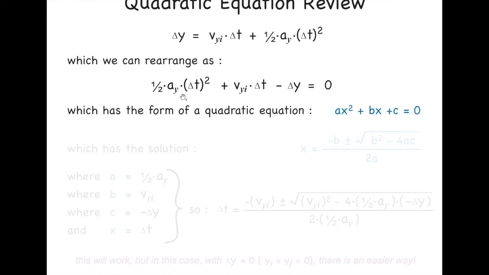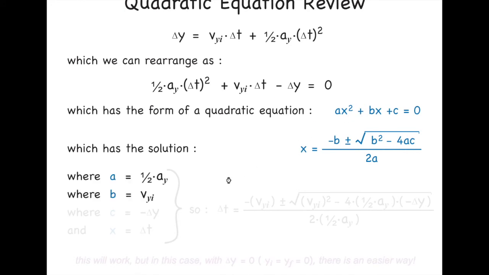And this actually, if you look at it, has the form of what's called a quadratic equation. If you remember from algebra, this looks like your equation, which is normally written as ax squared plus bx plus c is equal to 0. And that equation, this quadratic equation, has this known solution, we won't derive it, of x is equal to minus b plus or minus the square root of b squared minus 4ac over 2a. And you can look that up in your math textbook. So in this case, delta x, or x, is actually delta t.